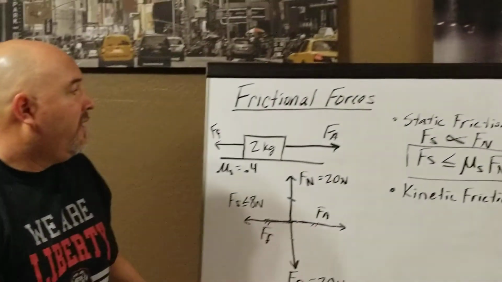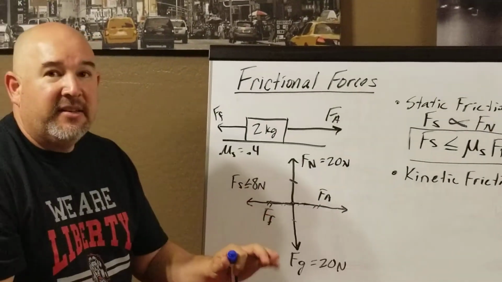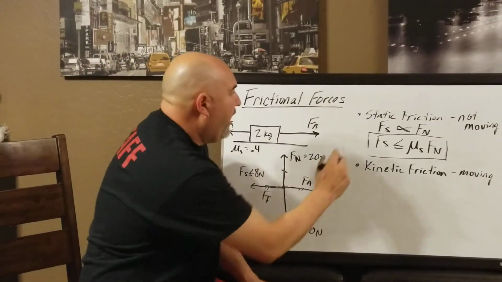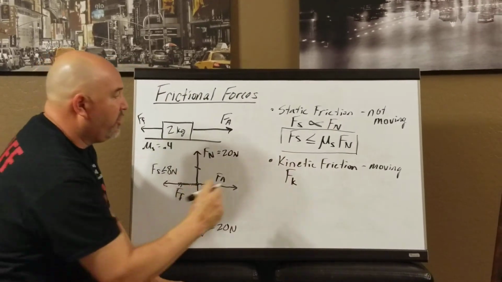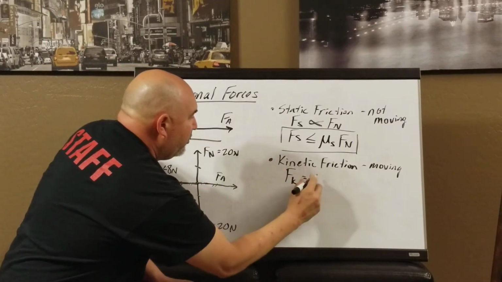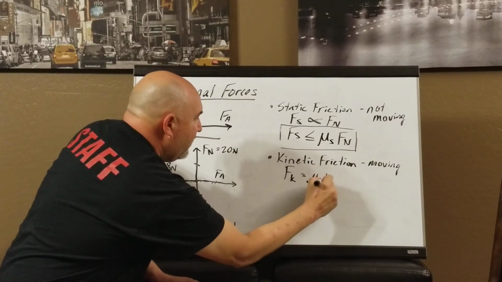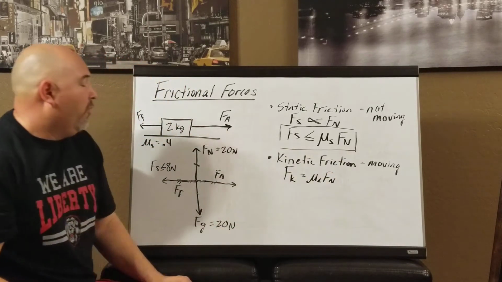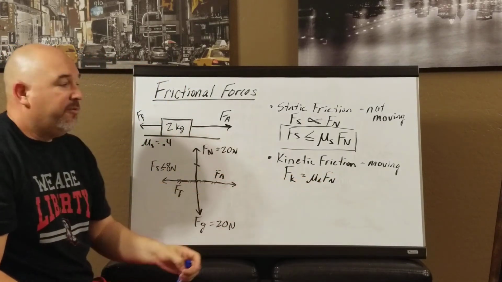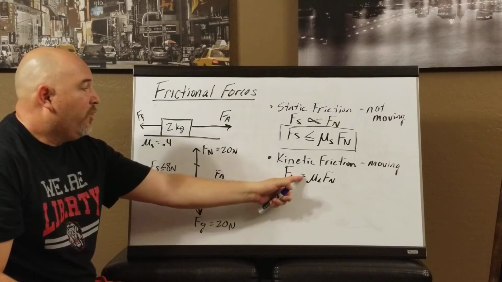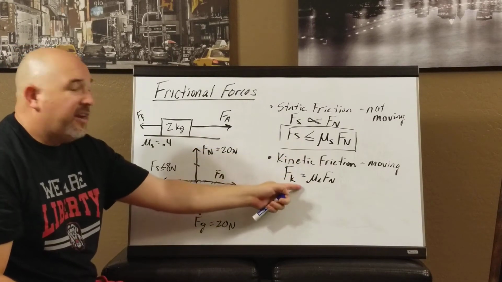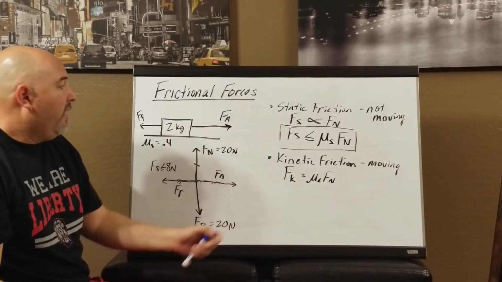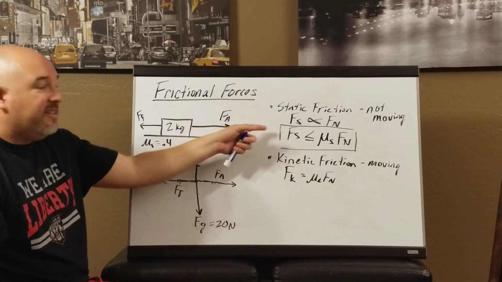Now, what happens with kinetic friction is it's almost exactly the same as static friction. We have the same type of idea. We can say Fk, the force of kinetic friction, is equal to mu k times Fn. Notice it's an equal sign this time. It's not a less than or equal sign. Kinetic friction is a set value, and kinetic friction will always be less than static friction.